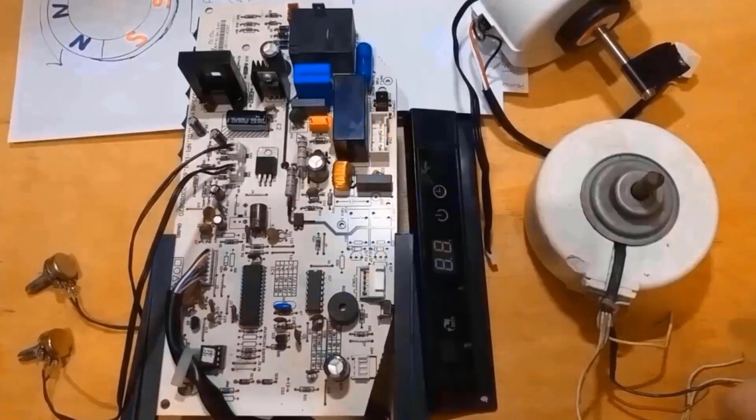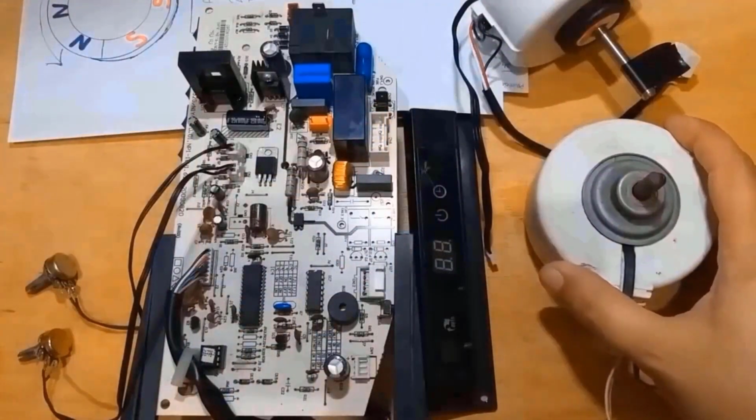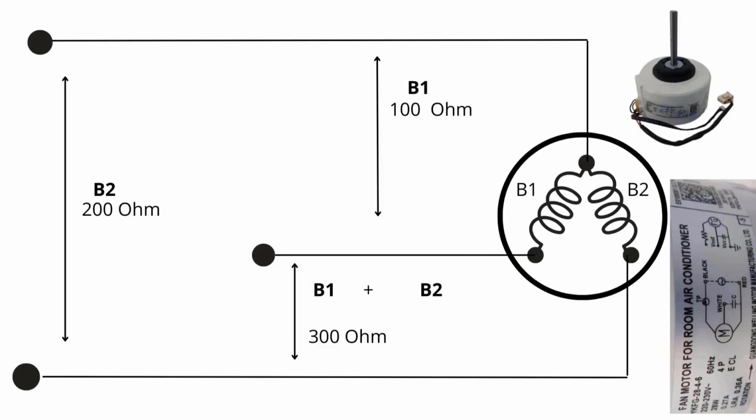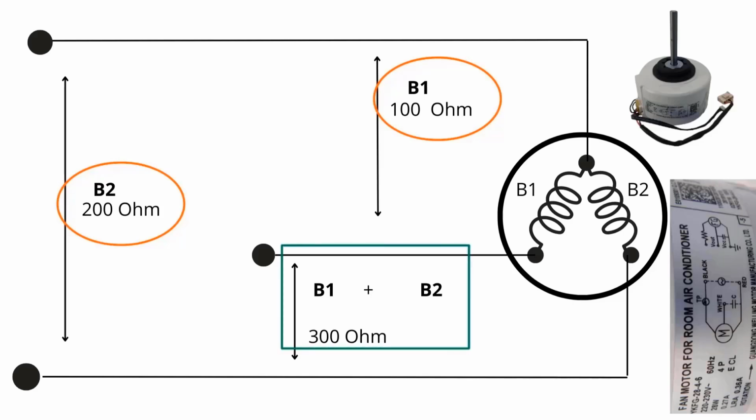Now the motor itself, the evaporator turbine fan motor, has 2 internal coils. The first coil should have a resistance of approximately 100 ohms, and the second 200 ohms. The sum of these resistances should be approximately 300 ohms. Test these measurements with a multimeter on the ohm scale. If there is a short circuit or if the resistance is out of the standard range, the motor is compromised and needs to be replaced.